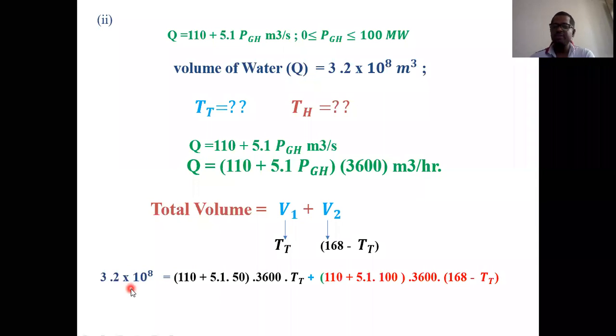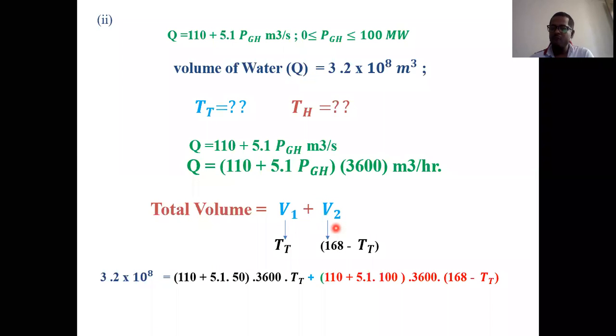So like this you will get here. This is the actual Q value, 3.2 into 10 power 8 meter cube. In these two steps, I am going to multiply TT with this Q. When you are considering this Q, PGH is there. What is the PGH value in the first slot? It is 50 megawatts only. So I'm taking the PGH value as 50 megawatts. Everything is the same: 110 plus 5.1 into 50 megawatts, into the time period, that is the TT value.